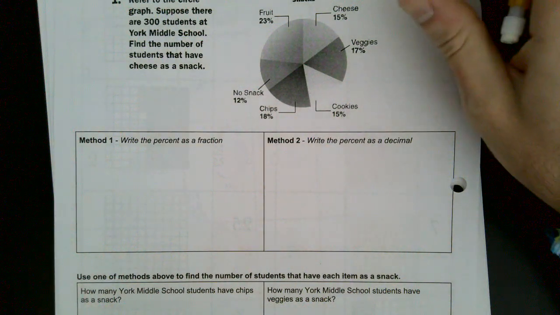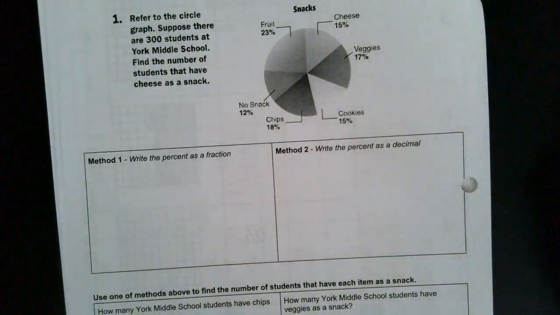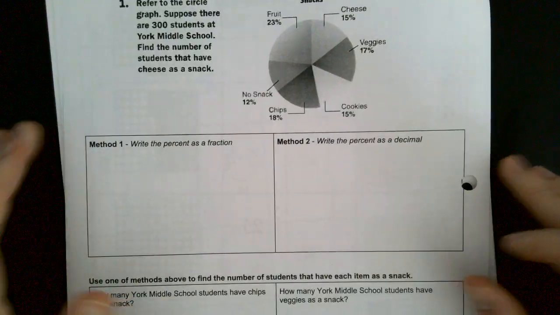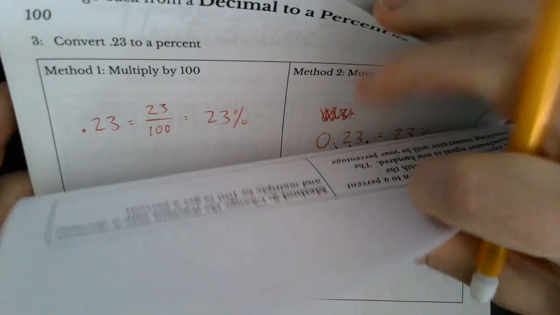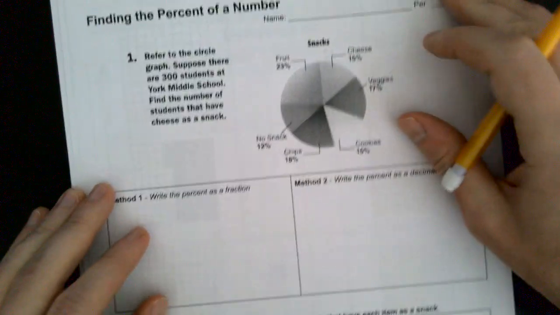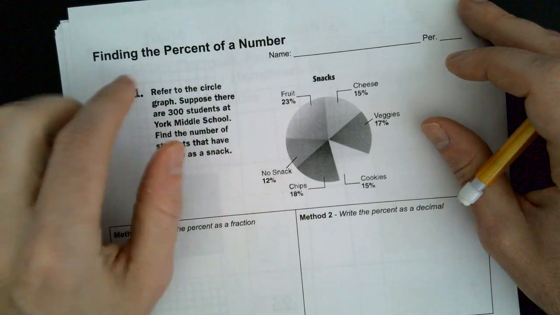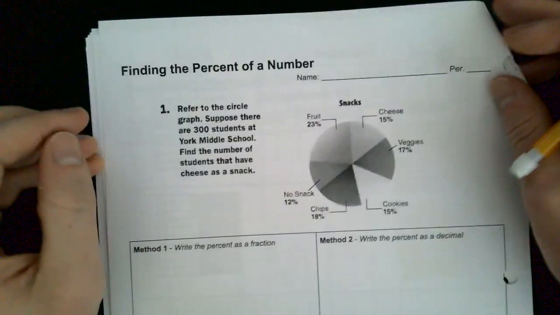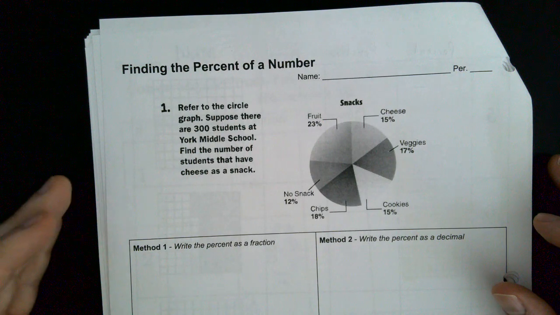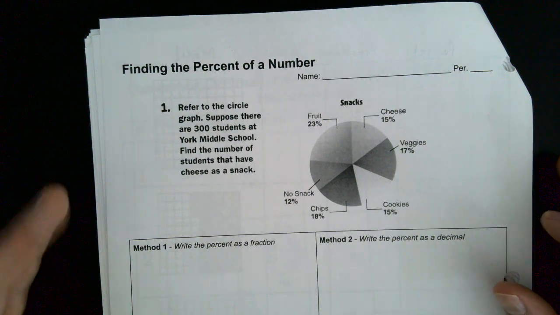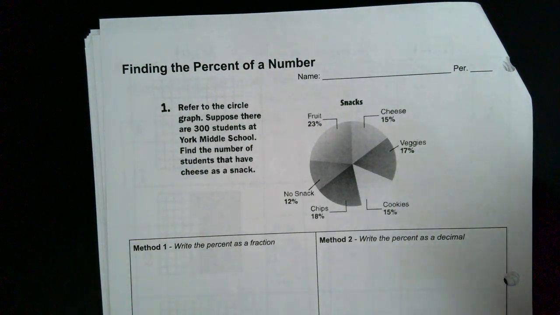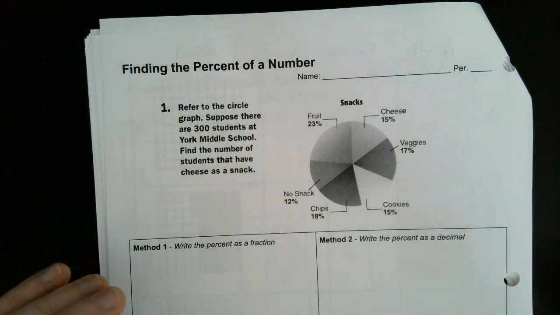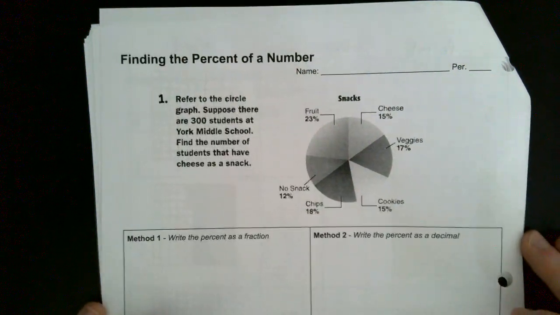Oh, hello. If you were absent today, watching this video and completing the work in your packet is going to help catch you up. We're going to be on page 12 of the Unit 3 packet, the percent packet. Today we're finding the percent of a number. There are two different strategies that we use. One of them we'll probably use more than the other, but I'm going to show you both just in case we need both at some point.